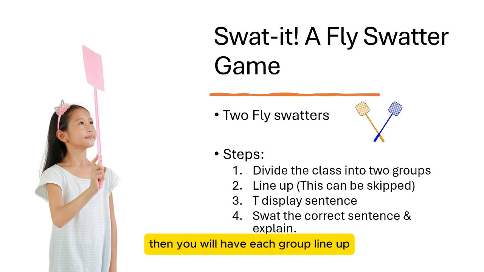Then, you will have each group line up. Now, if you have a large class, you can also skip this process and ask one of the students in each group to come up to the front. Now, next, you will display two sentences on the board. One sentence with correct grammar and the other one with an error.